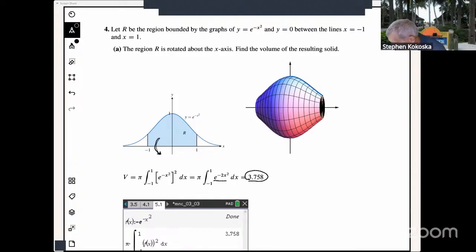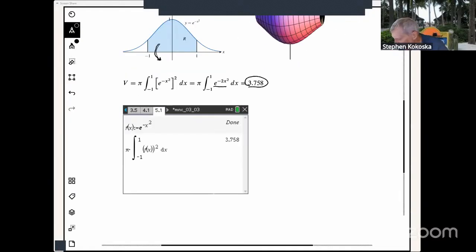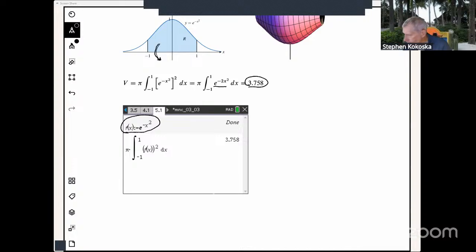Let me just show you how I got an answer on my TI-Nspire. Pretty straightforward, pretty cool. Here's e to the minus x squared. There's my definite integral that I need to compute. There's my 3.578. That's all there is to it. Very nice.